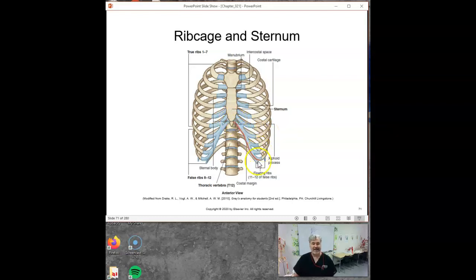But if you look at 8, 9, and 10, they cheat, and they feed into 7's cartilage. And so 8, 9, and 10 are called what kind of ribs? False. That's exactly right. And then you've got 2 last ribs. What do we call those? Floating. Okay, great. That's exactly right.